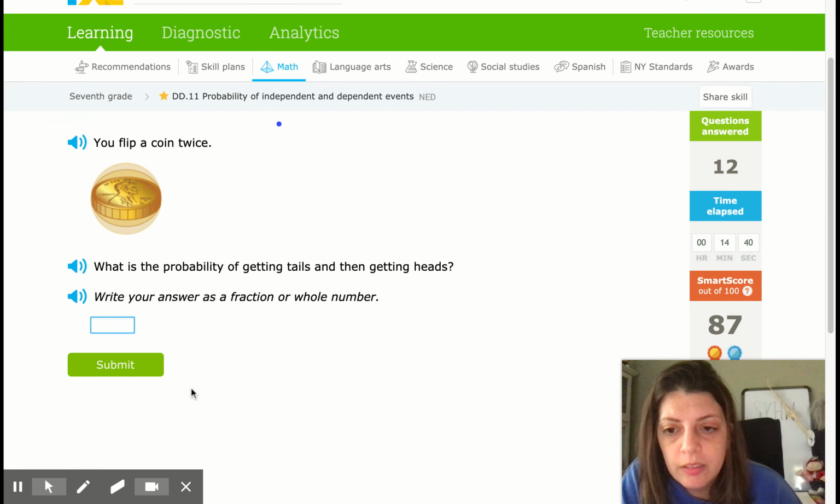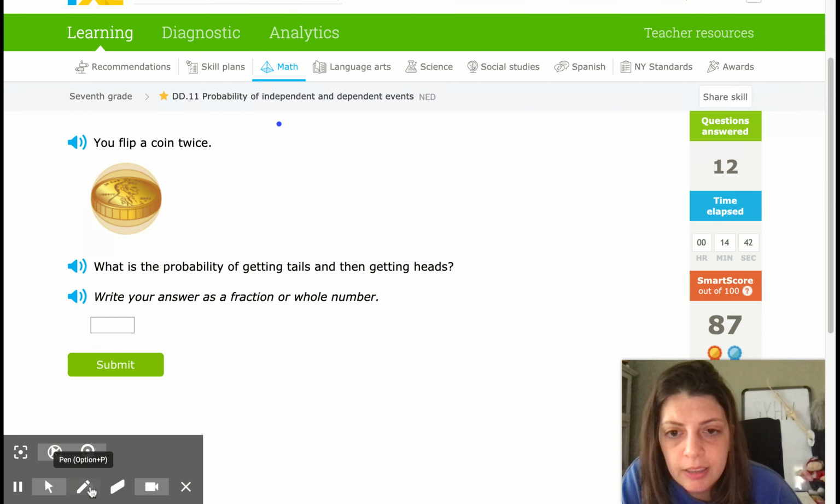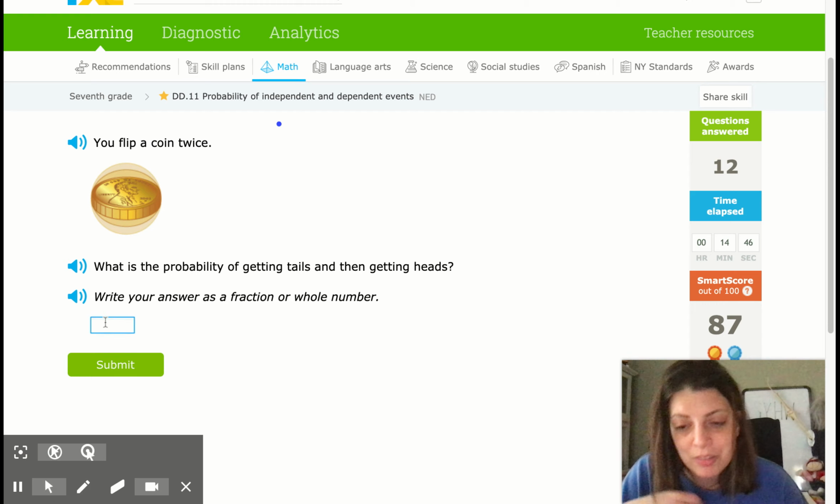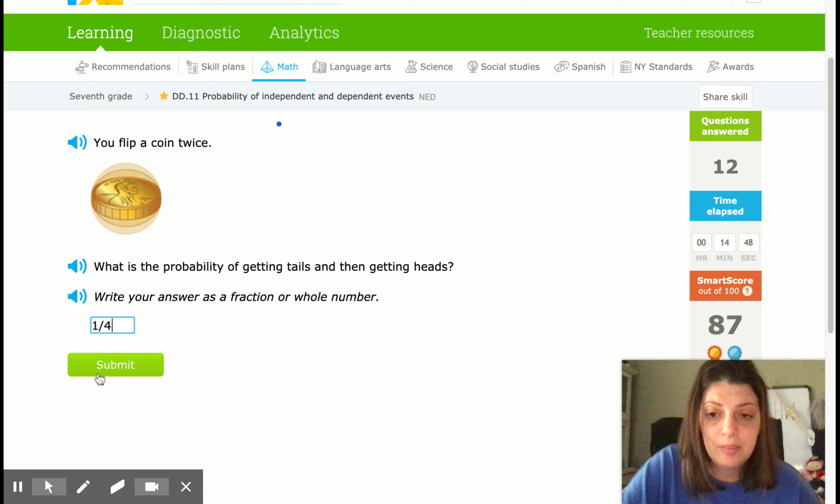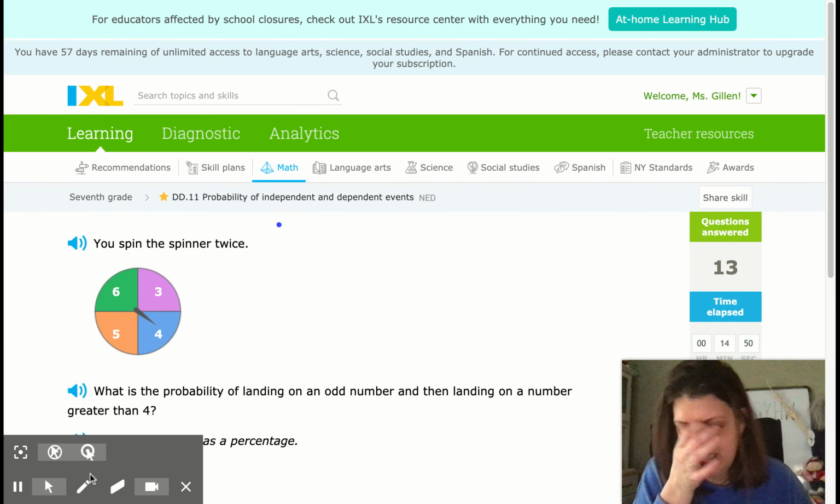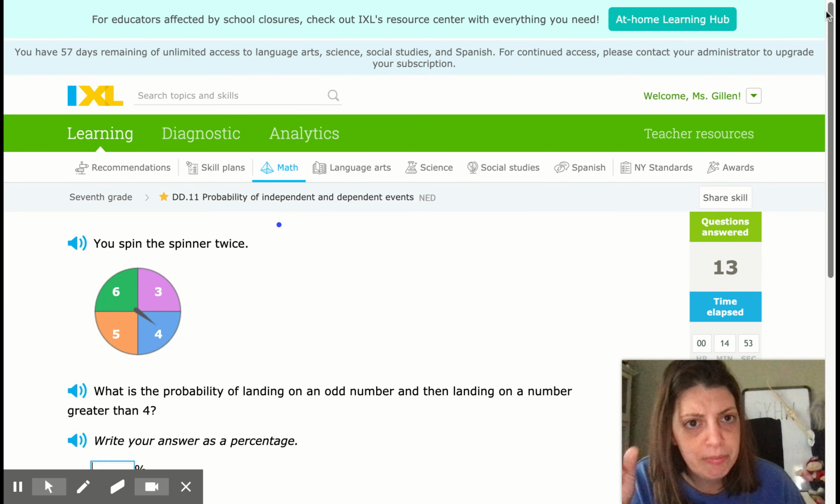Okay. All right. What's the probability of getting tails and then heads? This is the same problem we keep getting. It's always a half times a half is a fourth. See, it's just forcing you to keep practicing. I think there's one of those on the test.